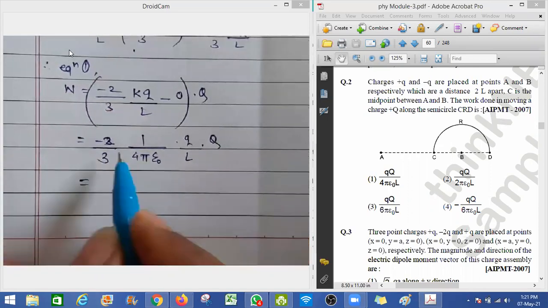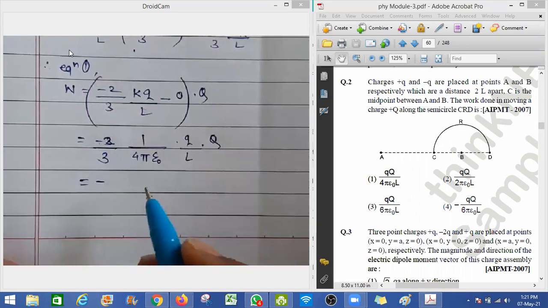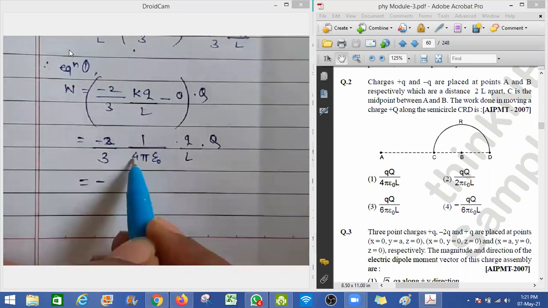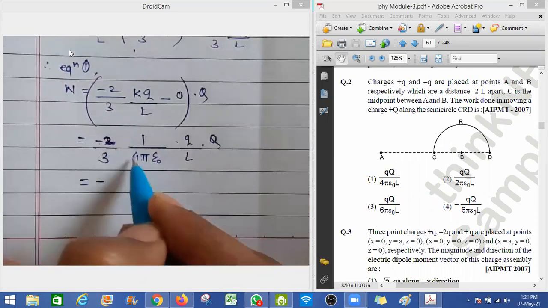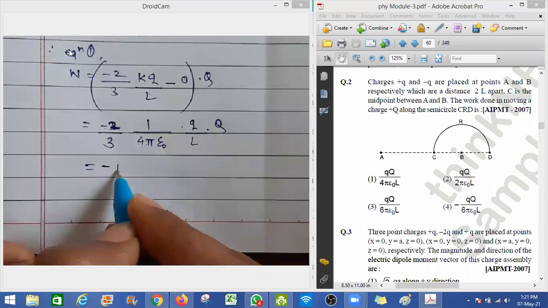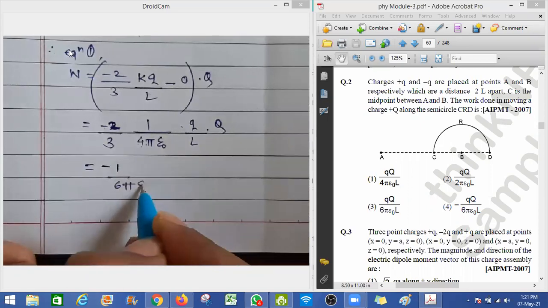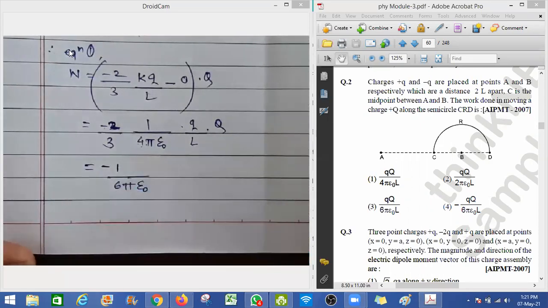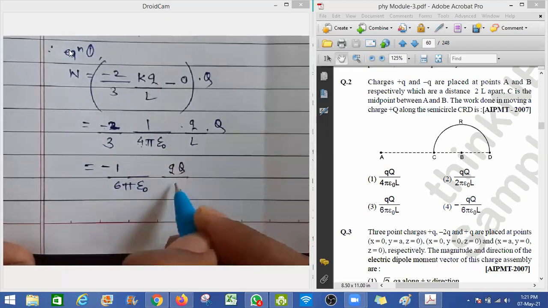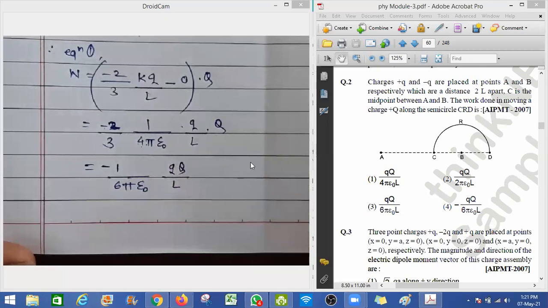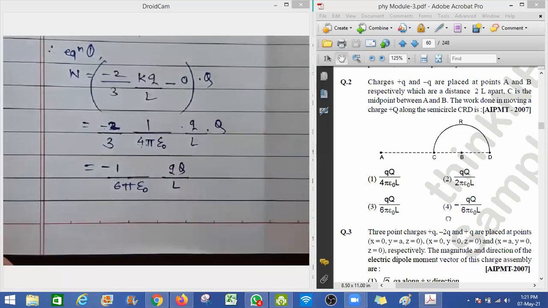Now here you can easily observe this minus is going to remain as it is. This 2 upon 4 will become 1 by 2, and that 2 into 3 will become 1 upon 6. So minus 1 upon 6 pi epsilon 0, small q capital Q upon L. So what shall be that option? I think that shall be option number D. Write it down and let me know in the chat box if it is clear or not.